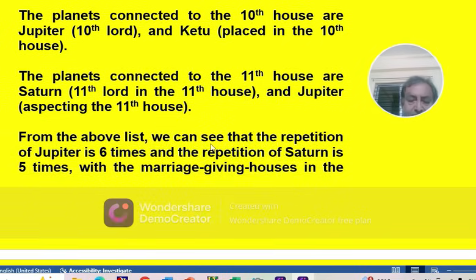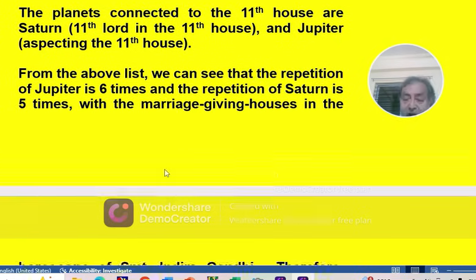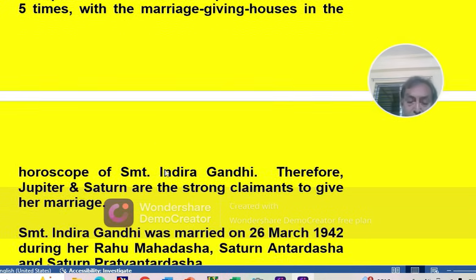Write down again Jupiter. From the above list, we can see that the repetition of Jupiter is 6 times and repetition of Saturn is 5 times with the marriage giving houses in the horoscope of Srimati Indira Gandhi. Therefore, Jupiter and Saturn are the strong claimants to give her marriage. They will definitely give.